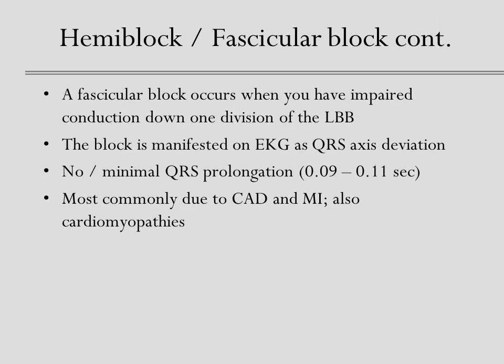Hemiblock, fascicular block, continued. A fascicular block occurs when you have impaired conduction down one division of the LBB. The block is manifested on EKG as QRS axis deviation, with no or minimal QRS prolongation, 0.09 to 0.11 seconds. Most commonly due to CAD and ME, also cardiomyopathies.